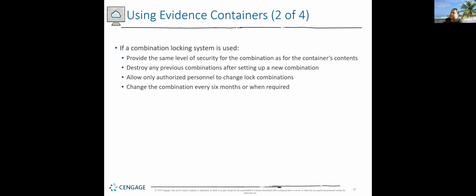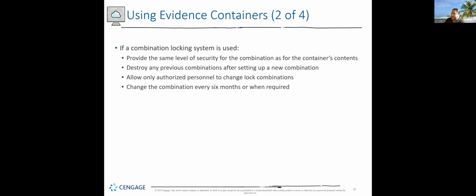If a combination lock system is used, provide the same level of security for the combination as for the container's contents. Or you can just use digital locks, where you scan a barcode or one of those IDs with chips in them; I forgot the name. Destroy any previous combinations after setting up a new combination. Yeah, you would just mix it up.